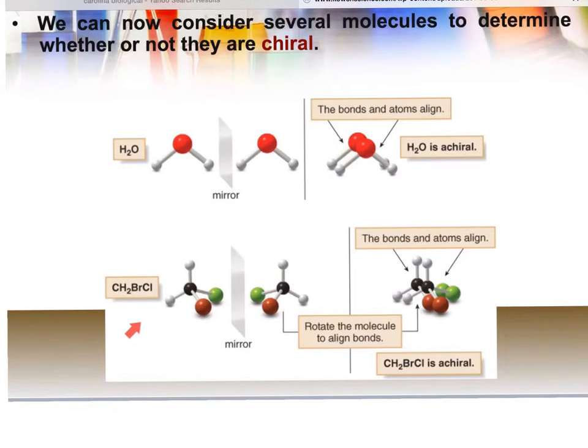Now here we have CH2BrCl. And so when we place this up to the mirror and we rotate the bonds, we will notice that when we rotate this, they will line up. In order to rotate this, what we need to do is take this and rotate it up and around, and we're basically flipping this molecule. And when we flip that molecule, it will match up to this right here. And so because we can rotate these molecules and we can align the bonds and they're lined up, this is also an achiral molecule.